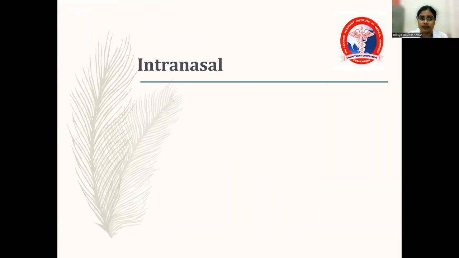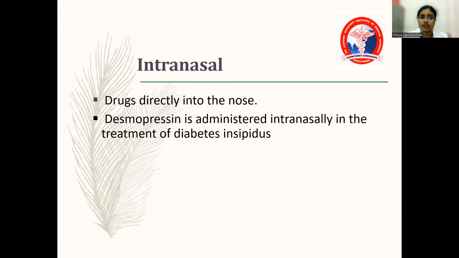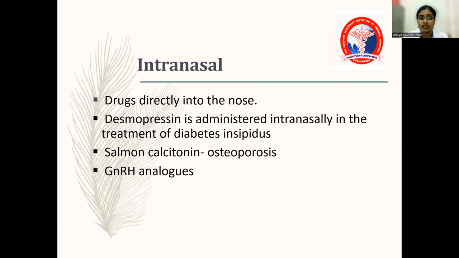Next is intranasal. Drugs are instilled directly into the nose. Examples are desmopressin, which is given intranasally in the treatment of diabetes insipidus, and salmon calcitonin, which is given for osteoporosis. These are some of the drugs given intranasally. GnRH analogs can also be given.